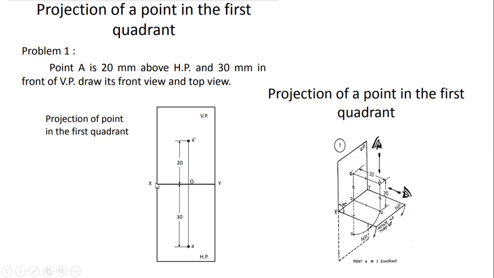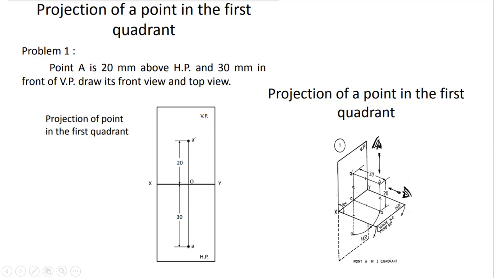So here, in the 2D orthographic view, draw the XY line. Place the center point O. From O, draw a projection line, a thin line, 20 mm in height, and place the point a dash. This is the front view distance. Then the top view. Now the observer is viewing the point A from the top view angle. It is situated 30 mm in front of the vertical plane. The point A is projected on the horizontal plane.